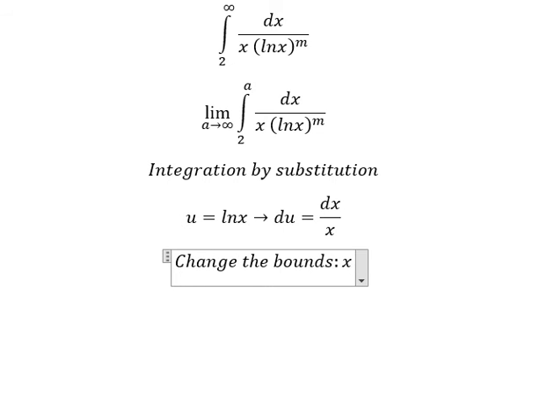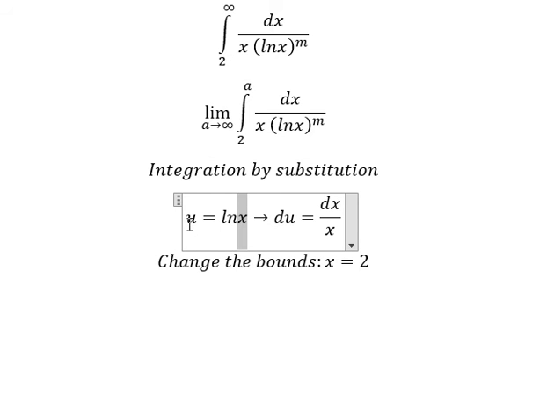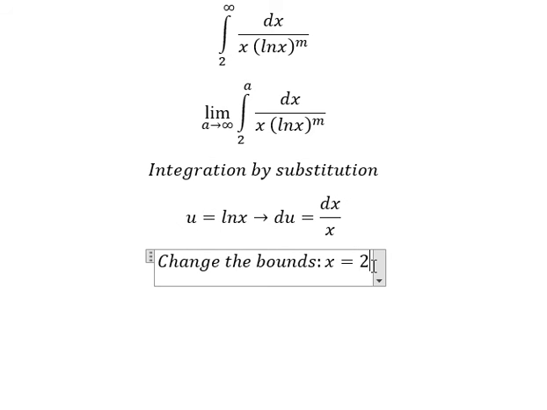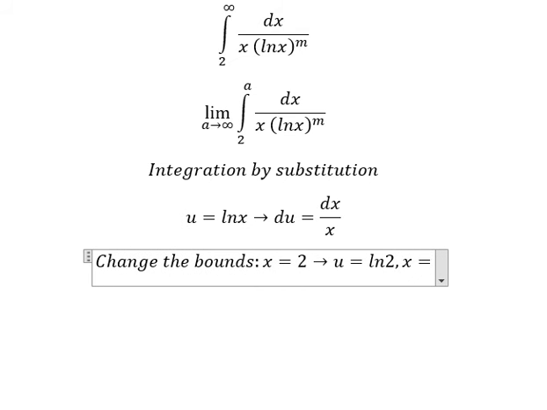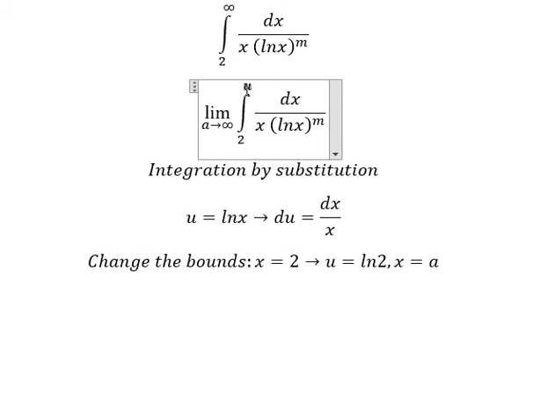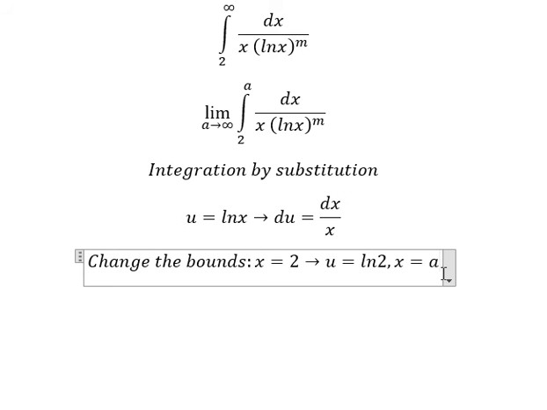So when s equals number 2, we have number 2 in here, and I will put number 2 in here to find the value of u. So u equals ln 2. When s equals a, that is from here, I will put a in here, and we can find the value of u.